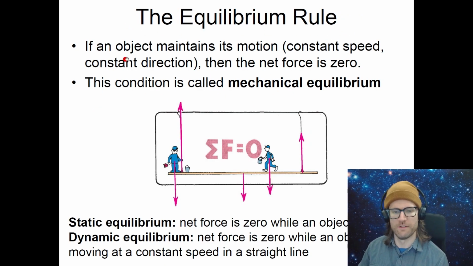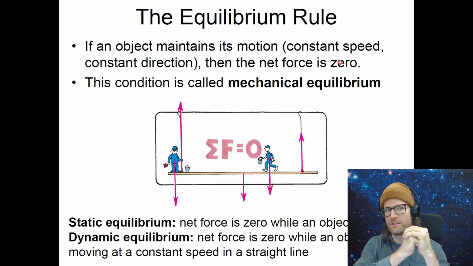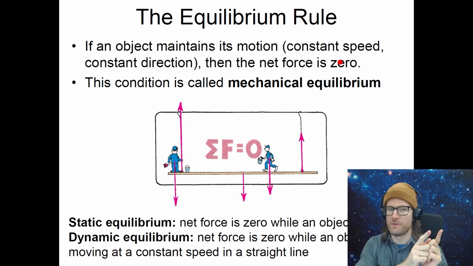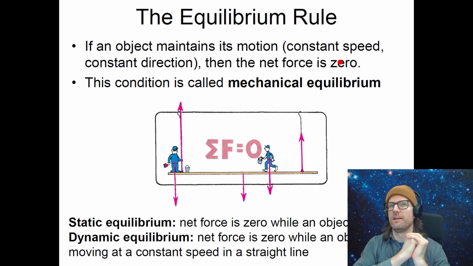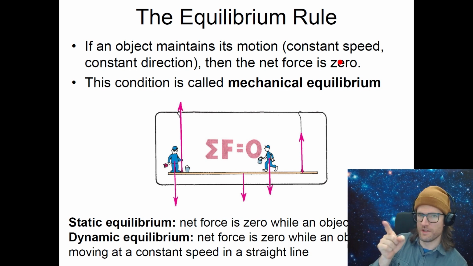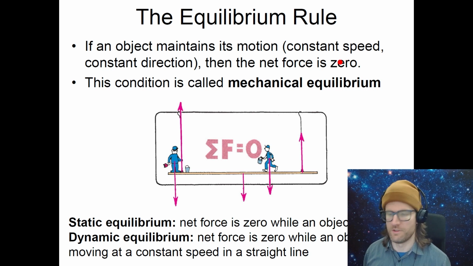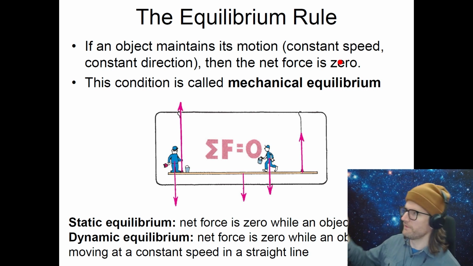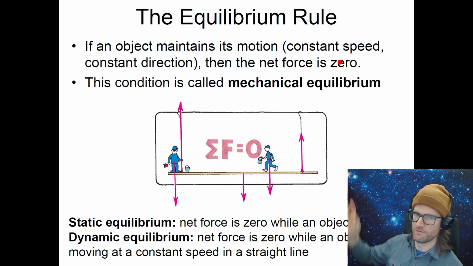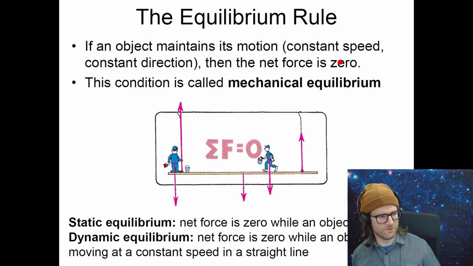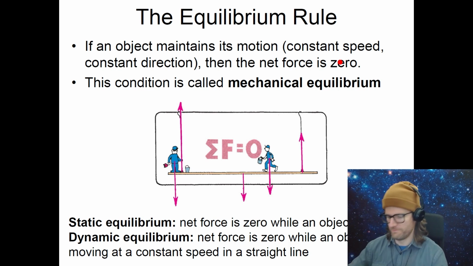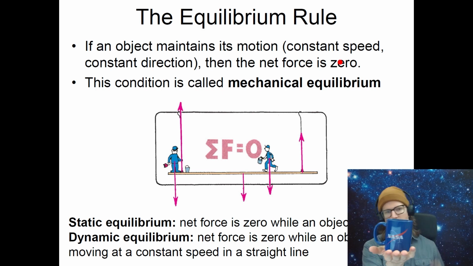Okay, the equilibrium rule. If an object maintains its motion, constant speed, constant direction, then the net force is 0. So we can flip it. If we know the net force on an object is 0, then we can say it's going to move at a constant speed or stay at rest. We could flip it and say, if we can see something not accelerating, we can see it at constant velocity through space, or it's at rest, then we know the net force on that object is 0. So for example, if we look at a building, it's not moving, net force 0. We look at a car parked on the side of the street, not moving, net force 0. My NASA cup, resting on my hand, not moving, net force 0.